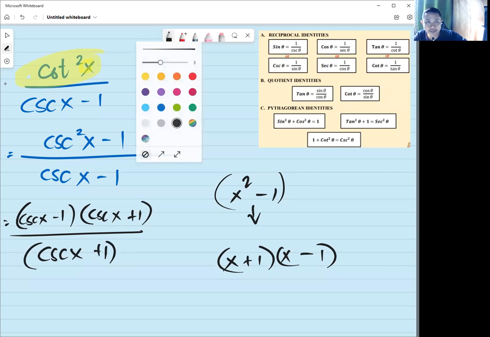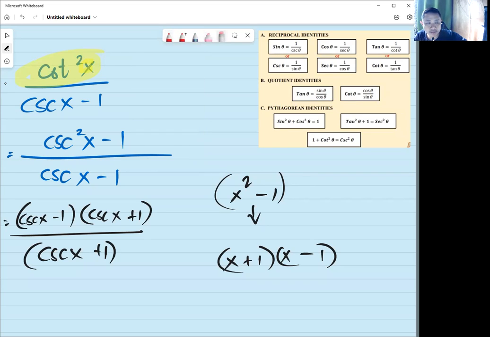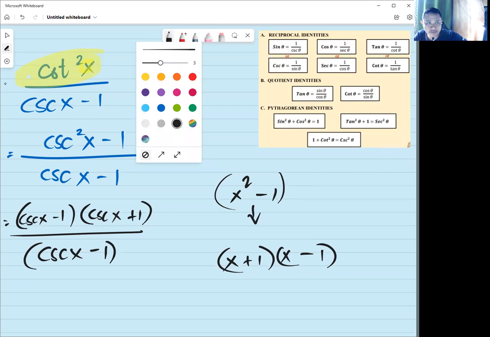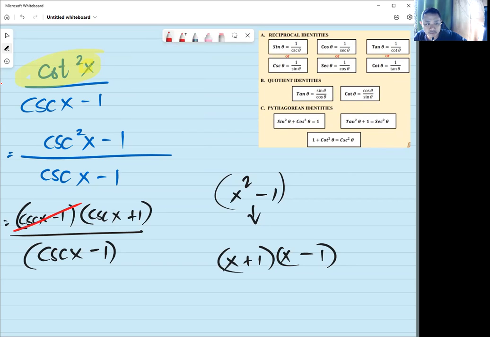Ayan. Now, can we cancel? Yes. So we can now, this is addition. This is subtraction. Okay. Can we cancel it now? Yes, of course. So when we cancel this, what's left here is cosecant x plus 1. But is that the final answer? Is that the final answer? What do you think? Is that the final answer?